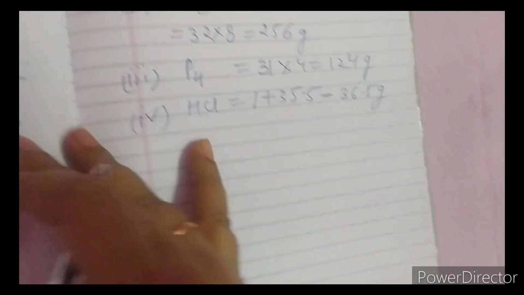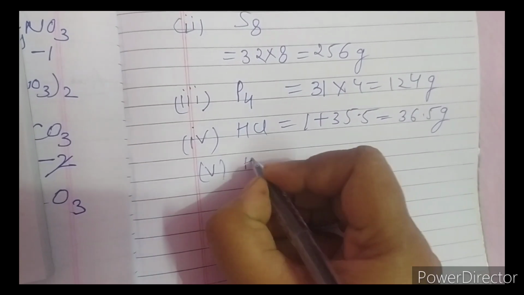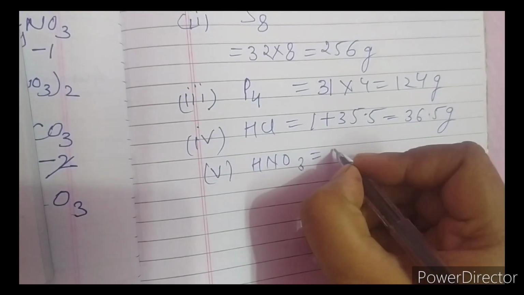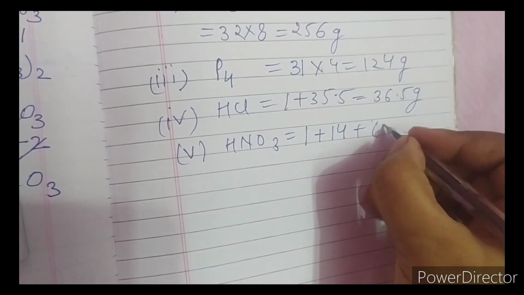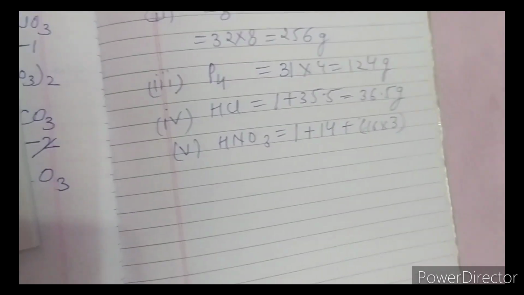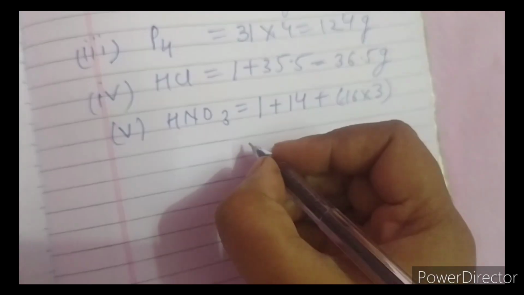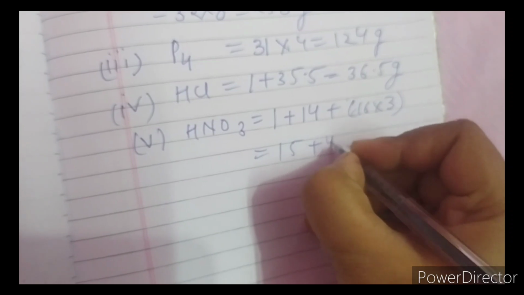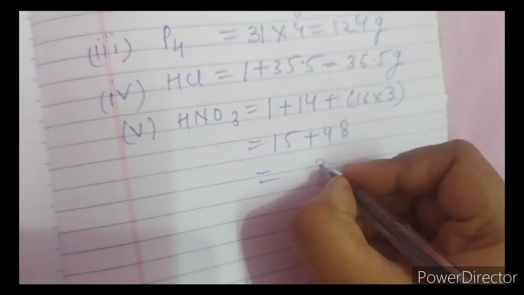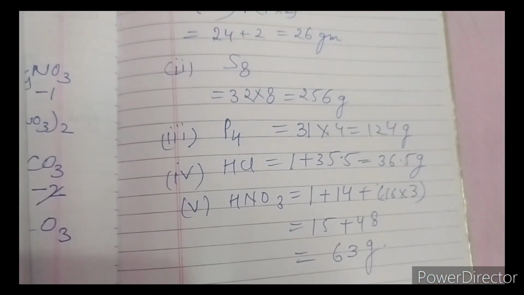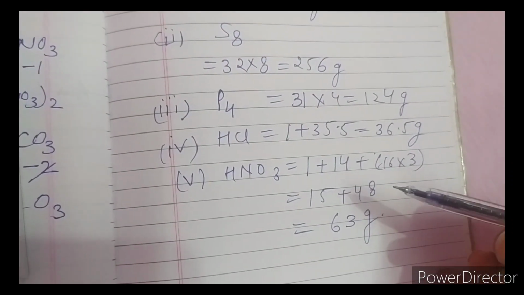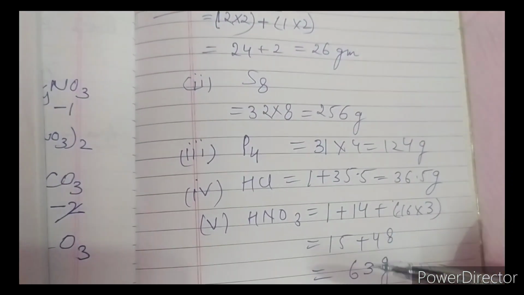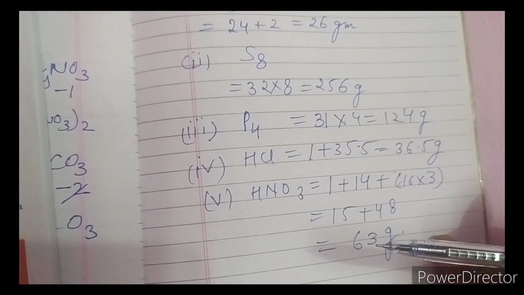Next is nitric acid. So number 5, HNO3 will be equal to H is 1, nitrogen atomic mass is 14 plus 16, oxygen mass is 16, that is 16 into 3. That will be equal to 1 plus 14 plus 16 threes are 48, that is 63 gram. Okay, so these are the molar masses. It is very easy. You just have to remember that we put plus in between the elements and multiply the number of atoms.